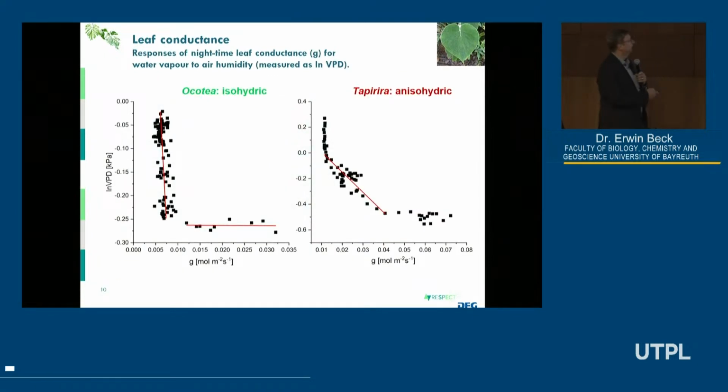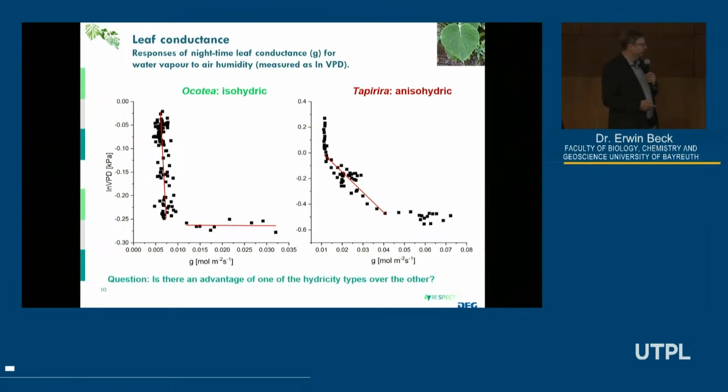You can see it here in the direct comparison. That's a function of leaf water conductance expressed as G in millimole per square meter and second as a function of the logarithm of vapor pressure deficit. And in Ocotea, there's basically no conductivity at a certain low level of vapor pressure deficit, whereas Tapirira, the unisohydric tree, opens the stomata and transpires.